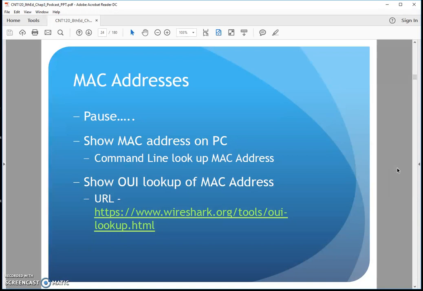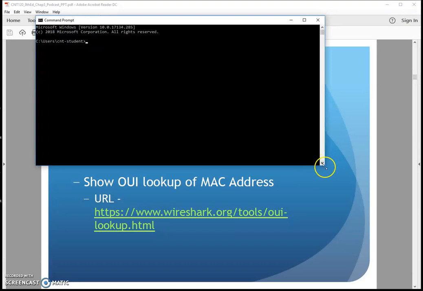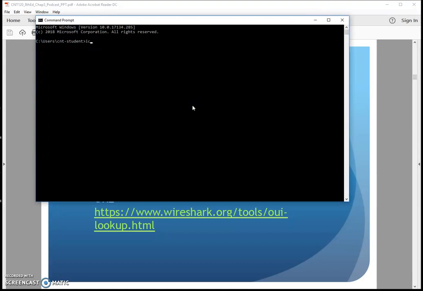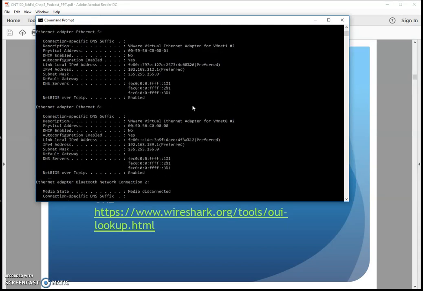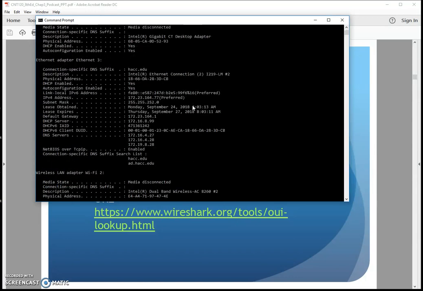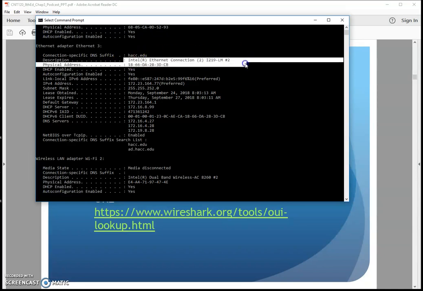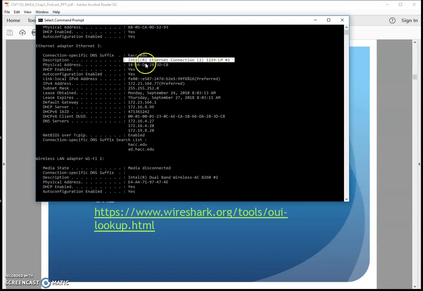Okay. So let's pause for a second. I'm going to pull up the command prompt on my Windows computer here. I'm going to do the ipconfig /all. When I do that, I'll need to scroll through all my network connections, and I'm going to look for the one I'm currently using, which is my Ethernet 3 connection right here. Let me scroll that up. One of the first things I notice is this tells you who made it. This is an Intel NIC. And then here is my physical address here. This is my MAC address on this Windows PC. 1866 DA and so on.